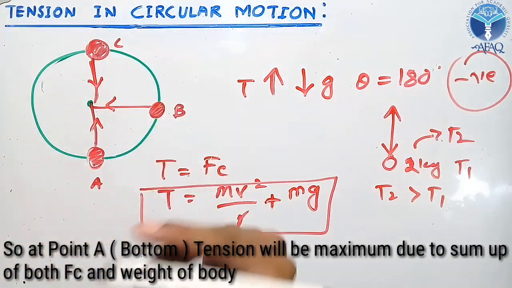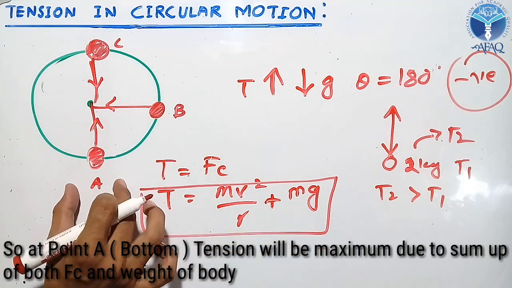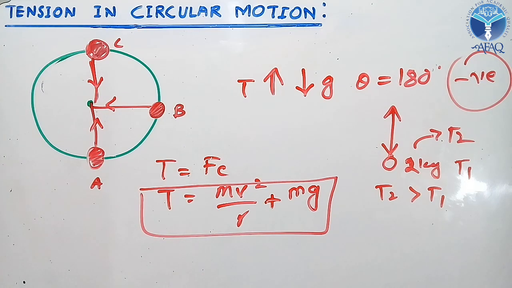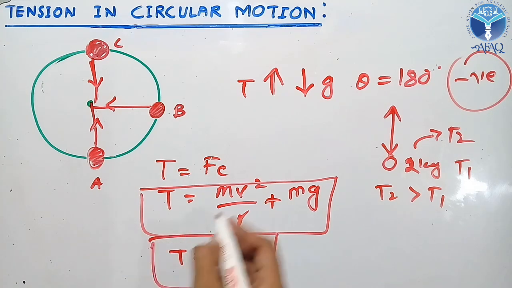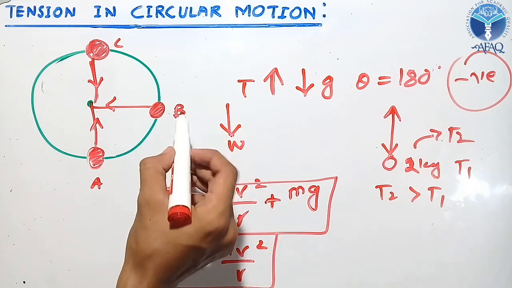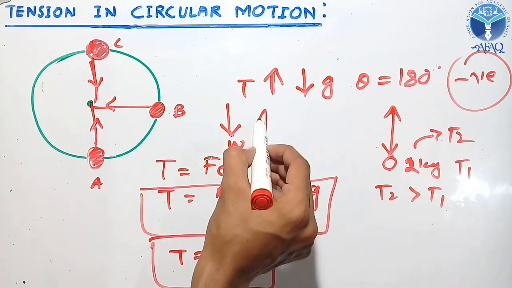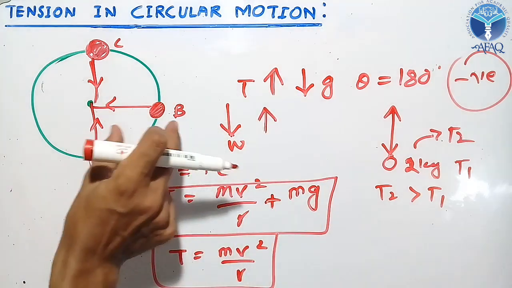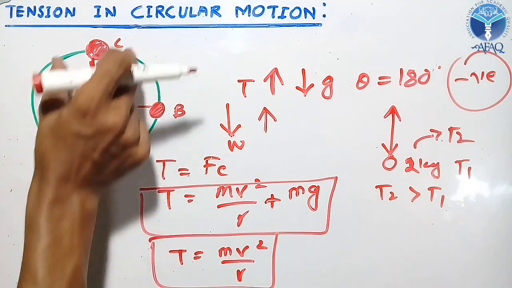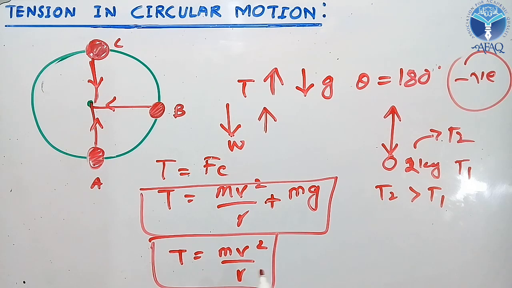As a result, the tension will increase at the point A, but at the point B the tension will be different. What will be the tension at a point B? T is equal to mv square over r. Here we have to neglect the weight of the object, because the gravity acts downward, meaning mg, the weight, acts downward at the point B, and the velocity acts upward. So the tension here will be smaller than at the point A and greater than at the point C. So this makes it most important.